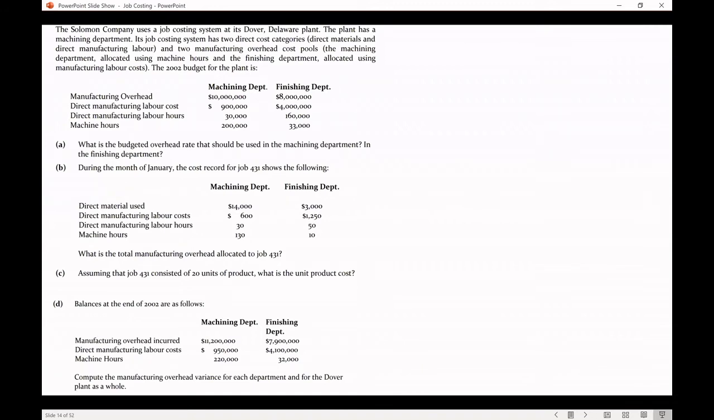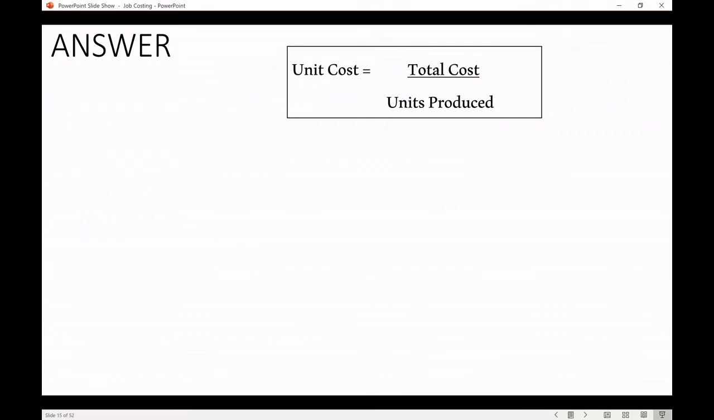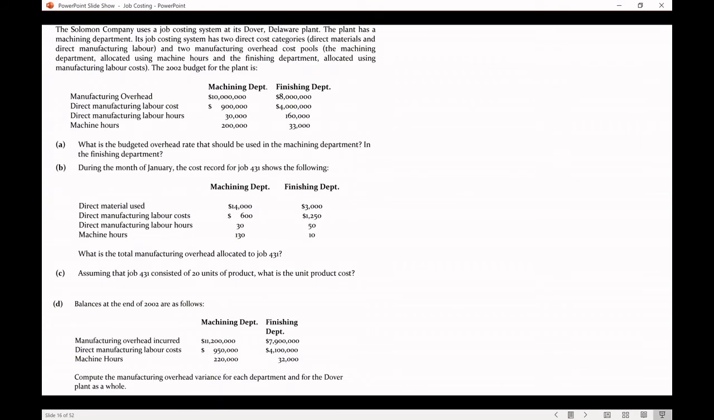Assuming that job 431 consisted of 20 units of product, what is the unit product cost? How do we find unit cost? Unit product cost, the same thing. That is what? Total cost divided by units produced, right? Based on the question, do we have total cost? No, so we might have to find it. Do we have units produced? Yes, it says the job consisted of 20 units of product. So we have part of the equation, we need to find the other part.